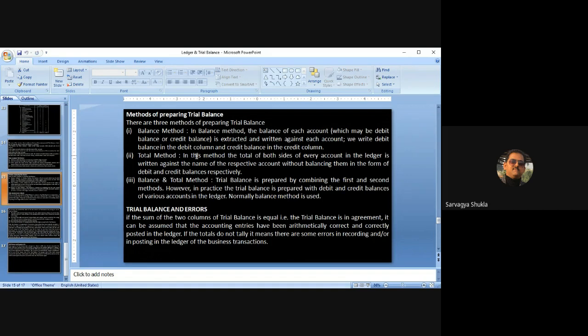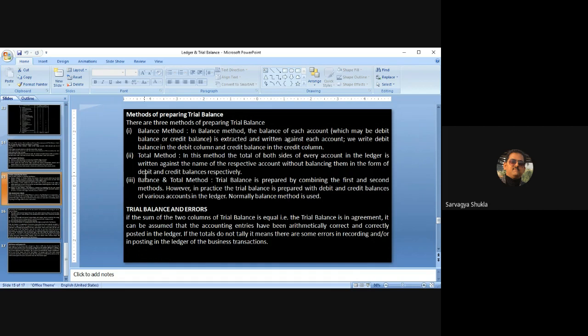Total method. In this method, the total of both sides of every account in the ledger is written against the name of the respective account, without balancing them in the form of debit or credit balances. And the third one is balancing in total amount. The trial balance is prepared by combining the first and second methods. However, in practice, the trial balance is prepared with the debit and credit balances of various accounts in the ledger. Normally, the balance method is used. Okay, so these are the three methods from the help of which we can prepare a trial balance.